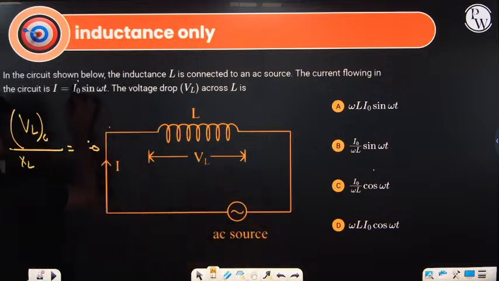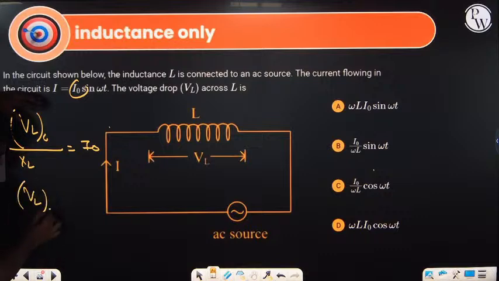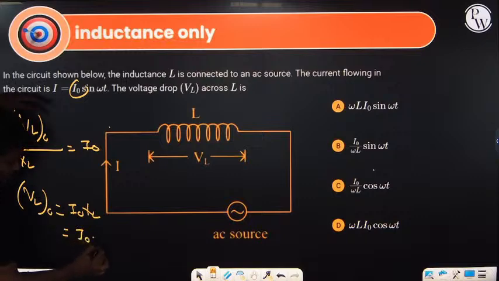I naught is the maximum value of the current. So what is I naught? Voltage by resistance. So what is VL naught? That is I naught into XL. What is XL? Omega multiplied by L.